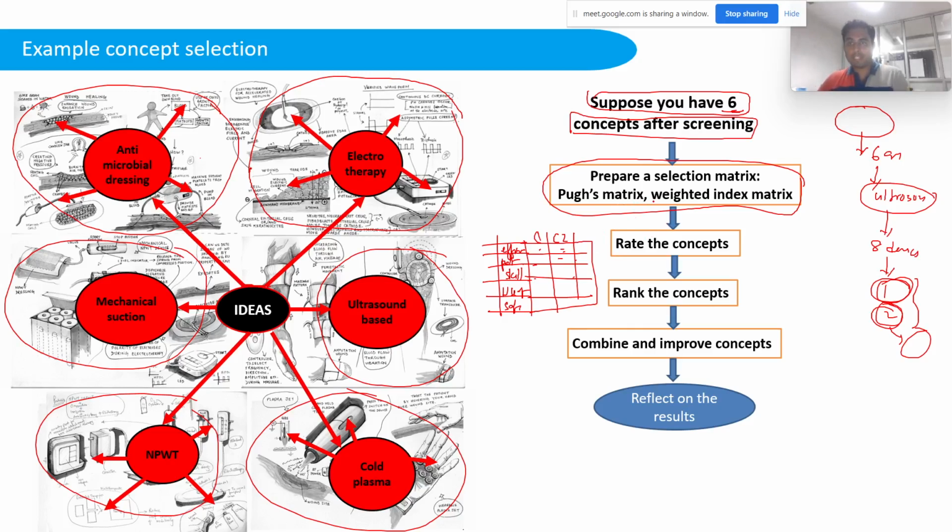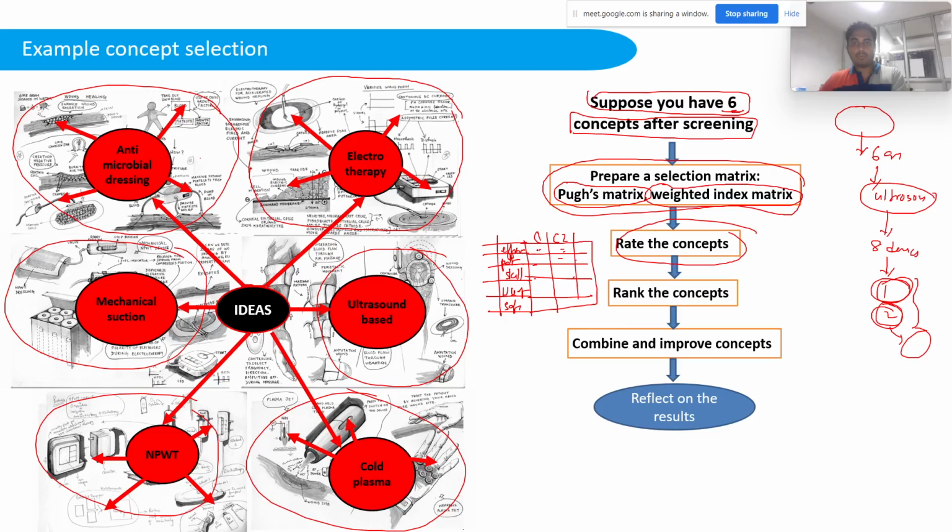So there are various matrices available. One is called Pugh's matrix, and there are other matrices like weightage index matrices. So there are different matrices which you can use. In this particular case, I'll give an example of Pugh's matrix in the next slide. So what you do after you generate the selection matrix is you rate the concepts. So you rate the individual concepts.